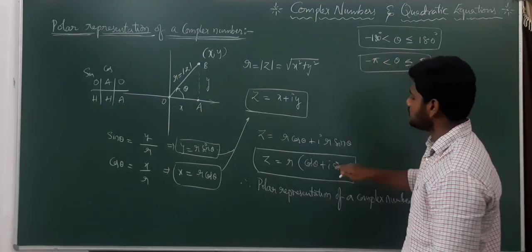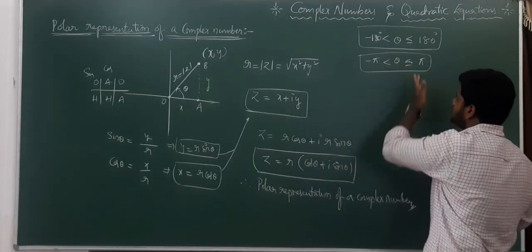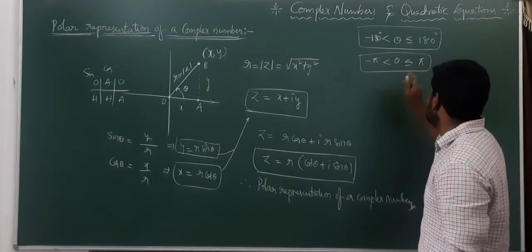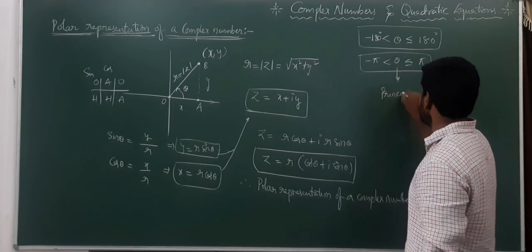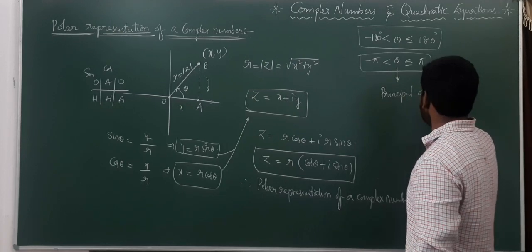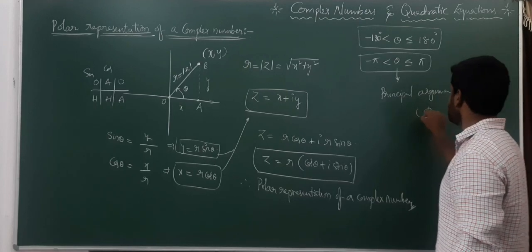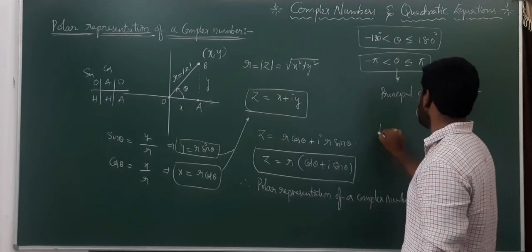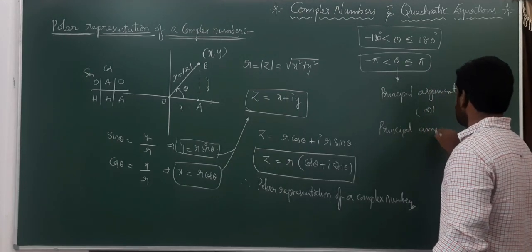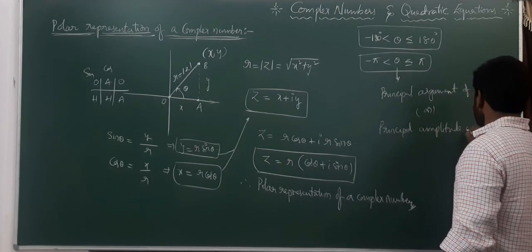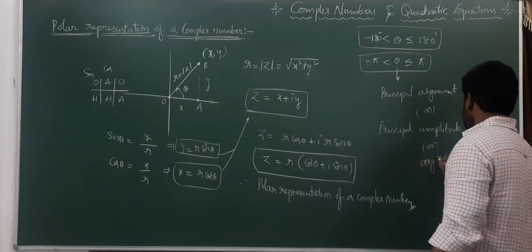These values only we need to substitute here. It should not be less than minus 180, should not be less than minus pi. Then this theta we will consider as the principal argument of z, or argument of z, or principal amplitude of z, or simply arg z.